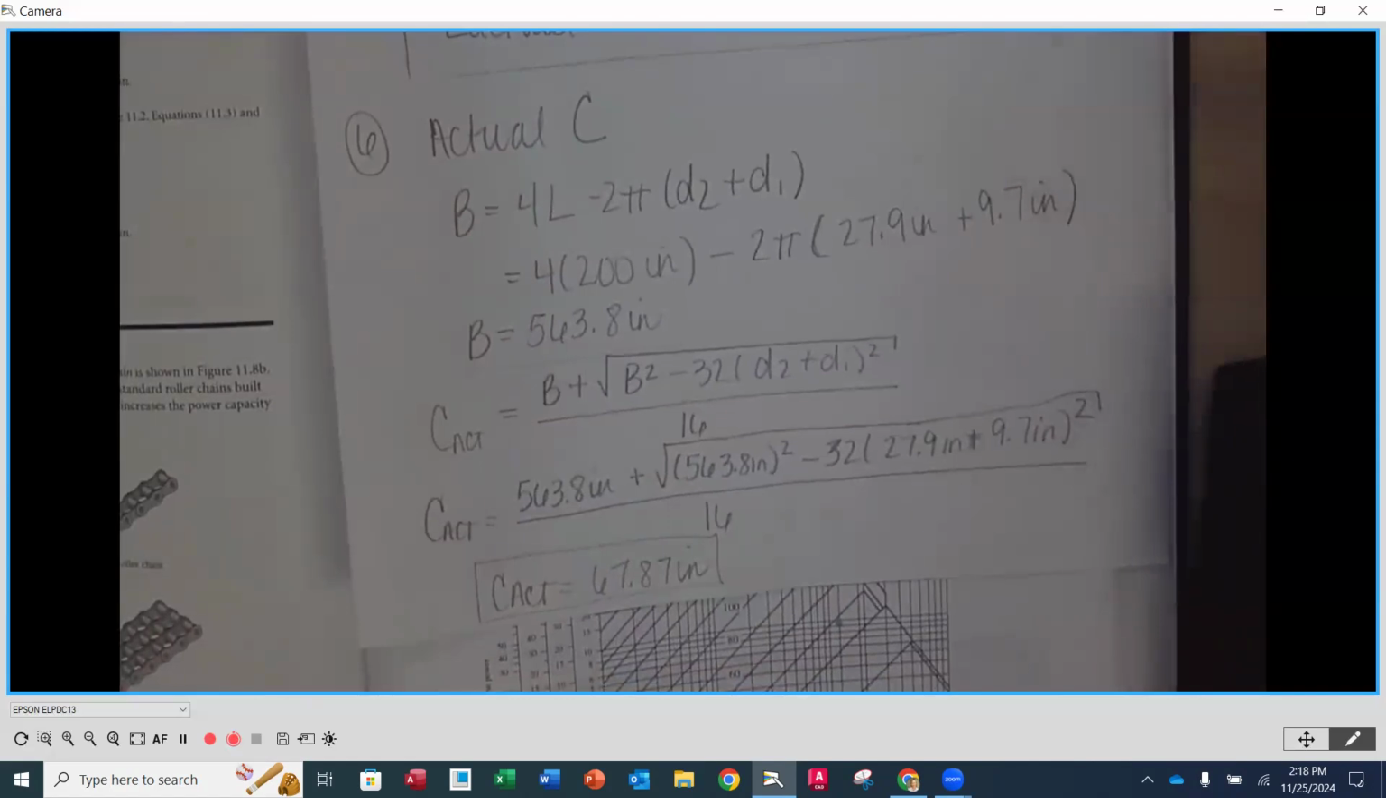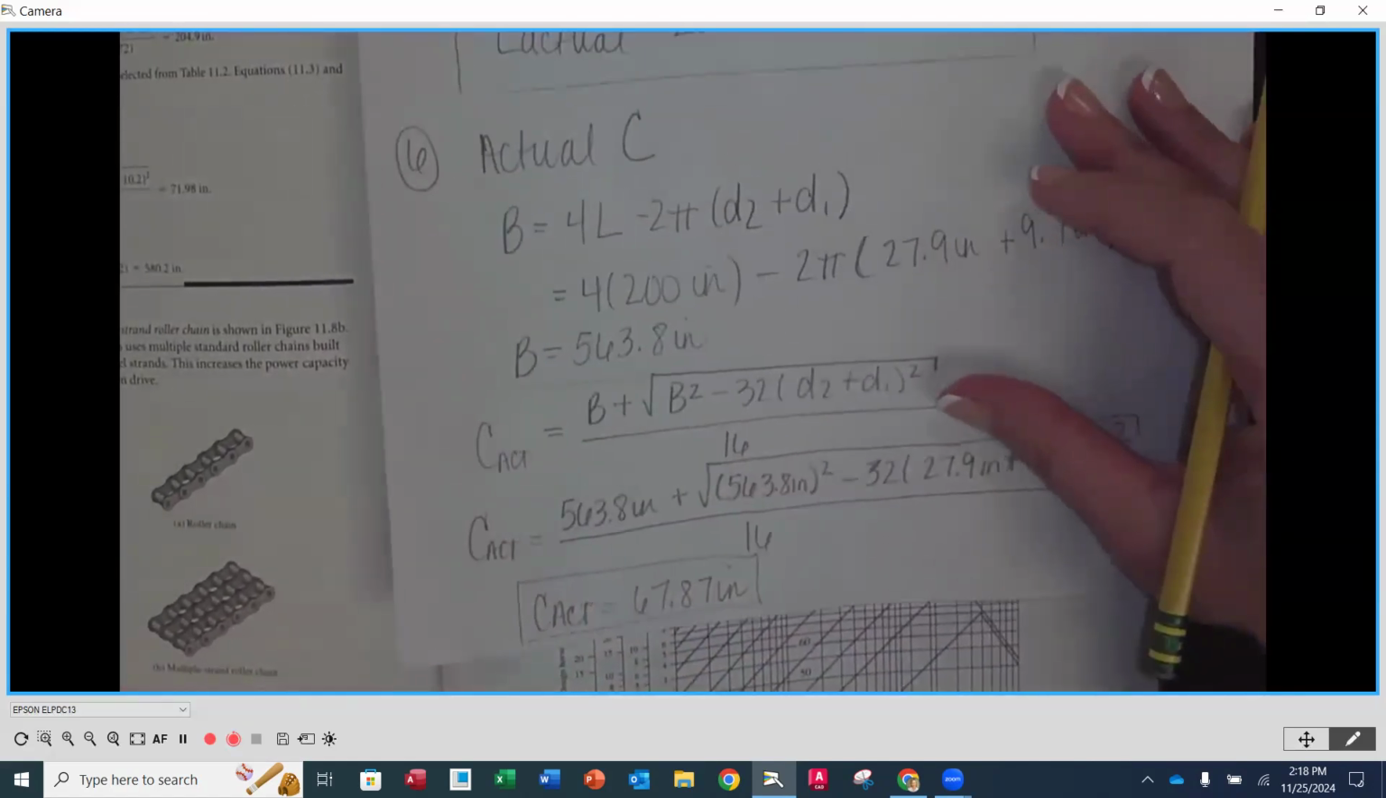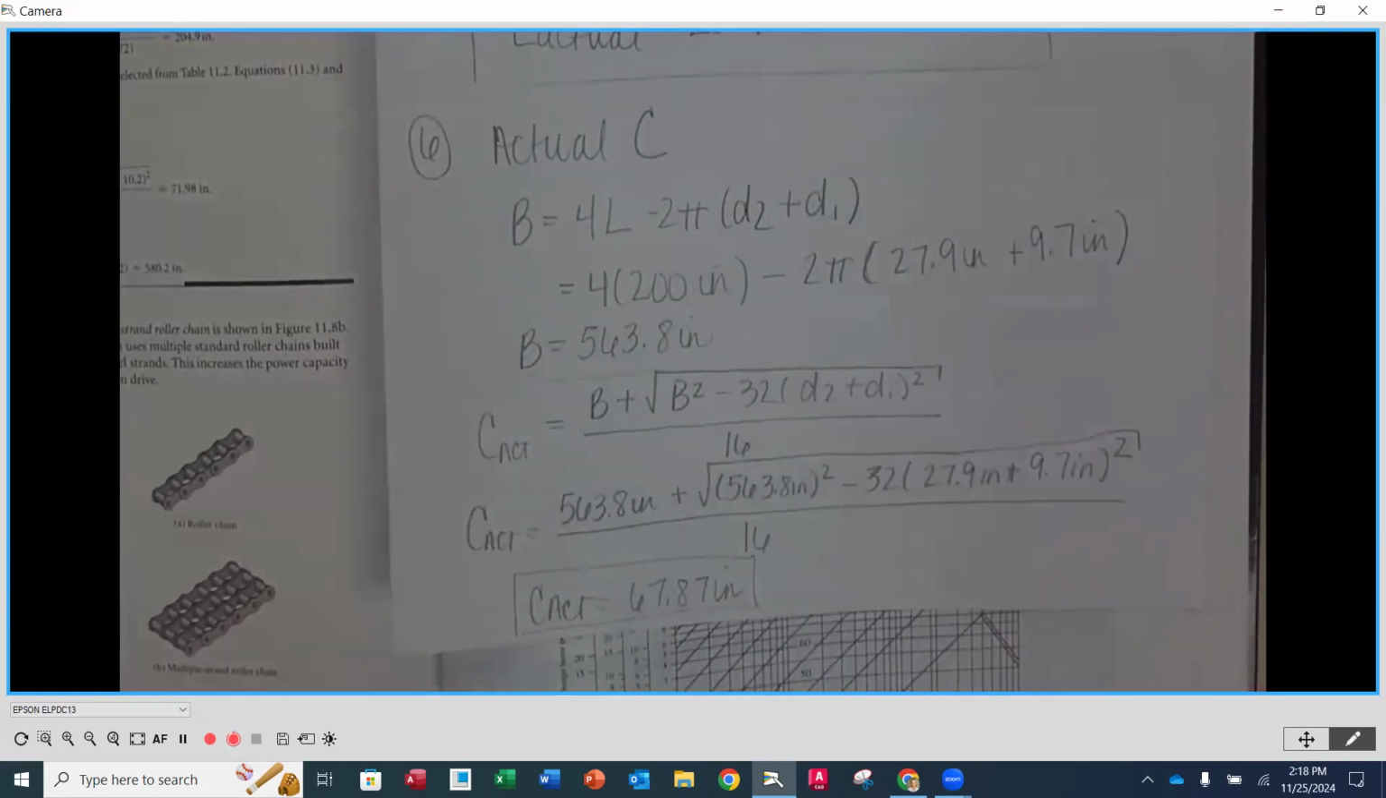And I think theirs came out to be 71.98, but they did use the 10.2 inch here instead of the 9.7.